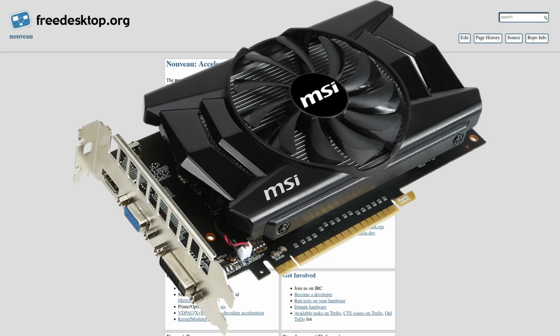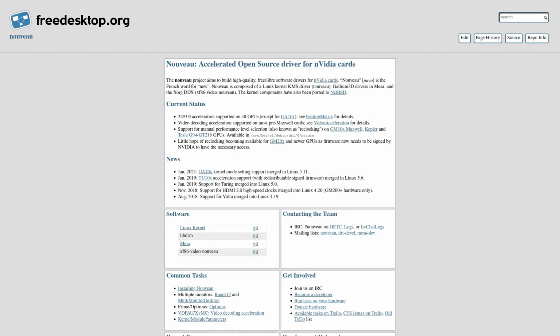This history of NVIDIA being uncooperative with open source projects like Linux is the reason why Linus Torvalds, the creator of Linux, said, "NVIDIA, fuck you."